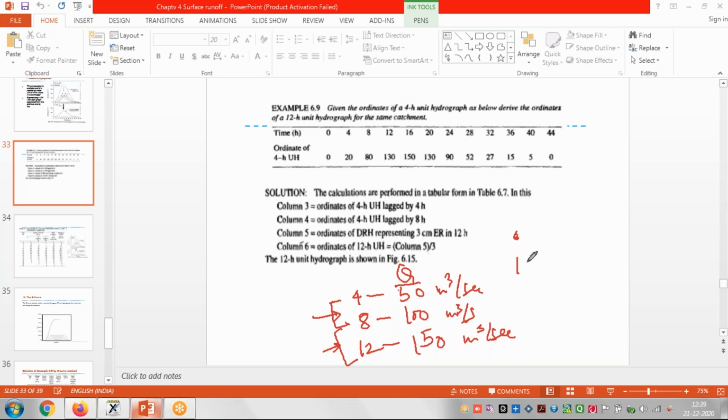And they are asking, based on this 4 hour data value, please tell us after 12 hour what would be the Q value at every 12-hour interval, right? So once we get it for every 12-hour interval, we will draw the graph, like this.